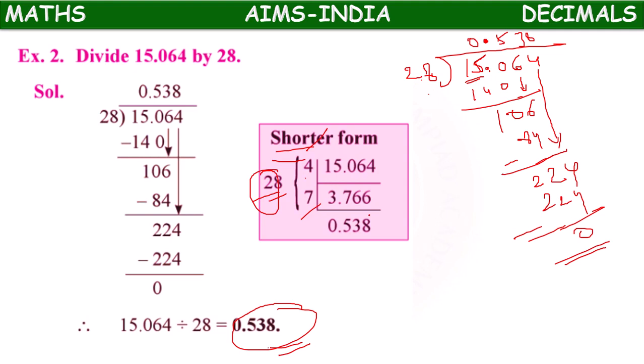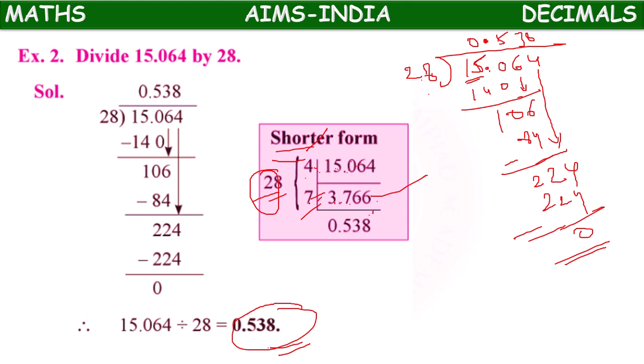Or in shorter form, because 28 can be written as the product of 4 and 7, first we will divide by 4. 4, 3 times 12, 3 is remaining. Point downside, the point, it will become 30. 4, 7 times 28. 2 remaining, 26. 4, 6 times, 24. 2 remaining, 24. 4, 6 times, 24.